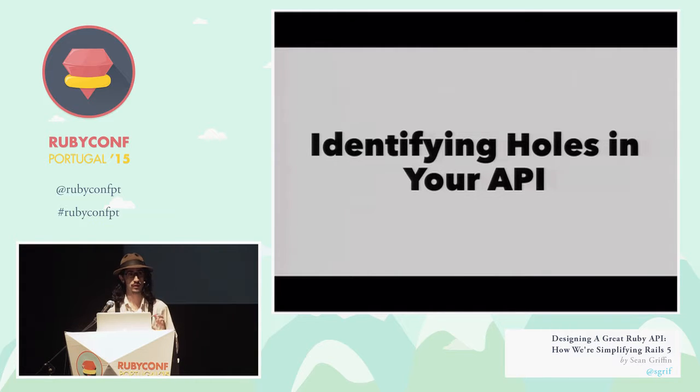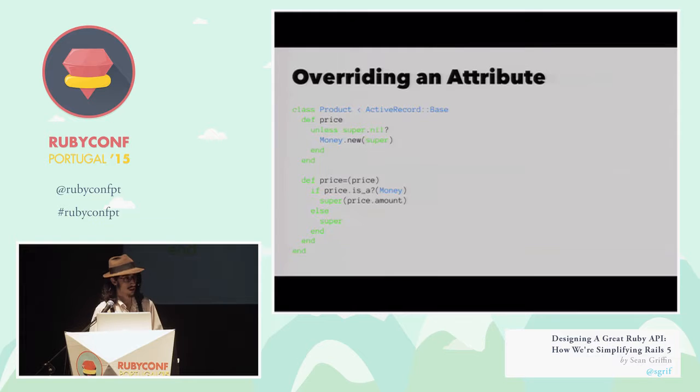So for a rather simplified example, let's say that you have a price column, and rather than representing that as an integer or a float, you want to use a money object. So in Rails 4, you might do something like this. So we're overriding the methods price and price=, the getter and setter. And in the getter, we are wrapping the value in a money object. And then in the setter, if we received a money object, grabbing the amount out of that, otherwise just calling super.